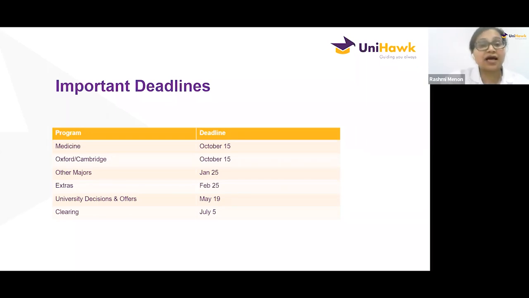Now, what is clearing and how is this different from extras? Extras is those 5 universities that you had applied to, but you couldn't get an offer from, so you want to apply to a few more. And clearing is basically when the universities have already given out their decisions by May 19th, and they still have a few empty seats. Not all of the courses are available through clearing, and there are very few courses that are actually available. So you definitely want to keep in mind that clearing is not your first preference. So do not delay your applications and ensure that the application goes through on time. You still have about a month left, and it's important that you start focusing on it really well and you complete your applications at the earliest.